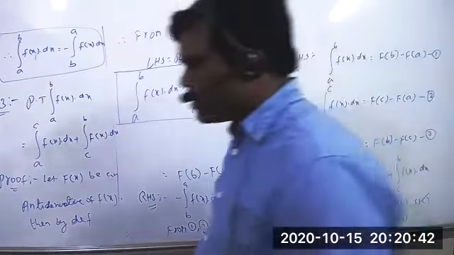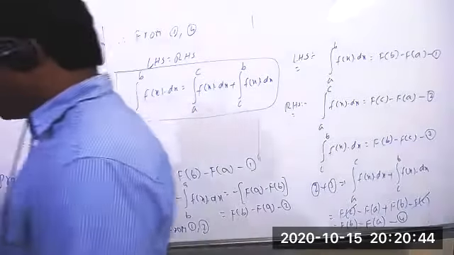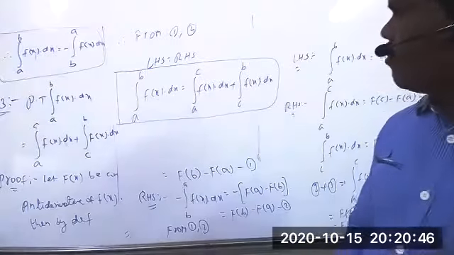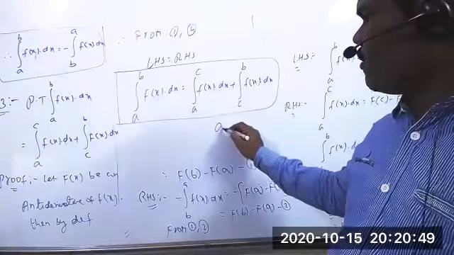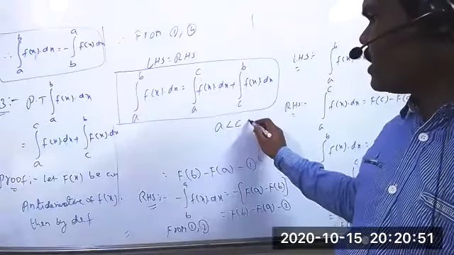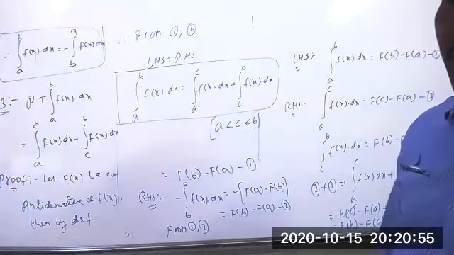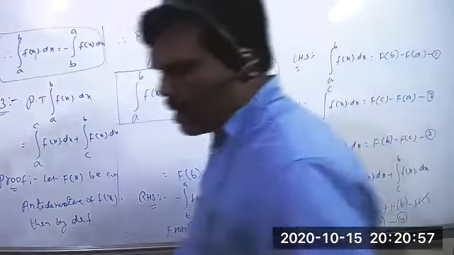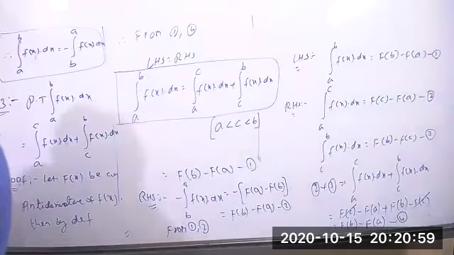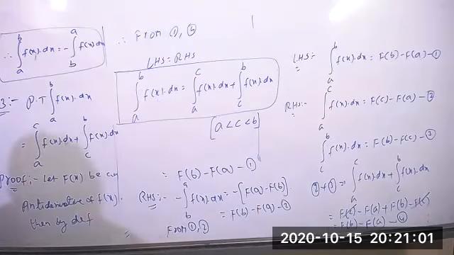Three properties done, and all of you should remember the conditions. But in this case, compulsorily, the value of a is less than c, which is less than b. The condition is more important. Whatever values of a, c, b we take, the upper limit will always be the greater value and the lower limit the lesser value.